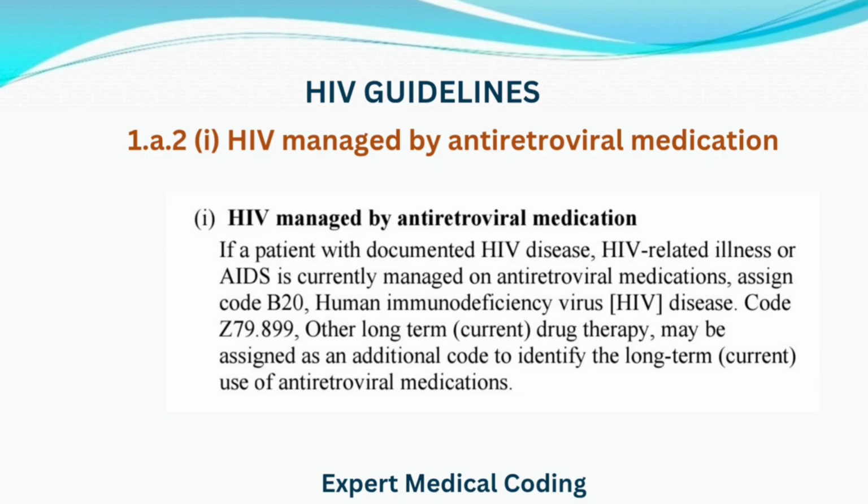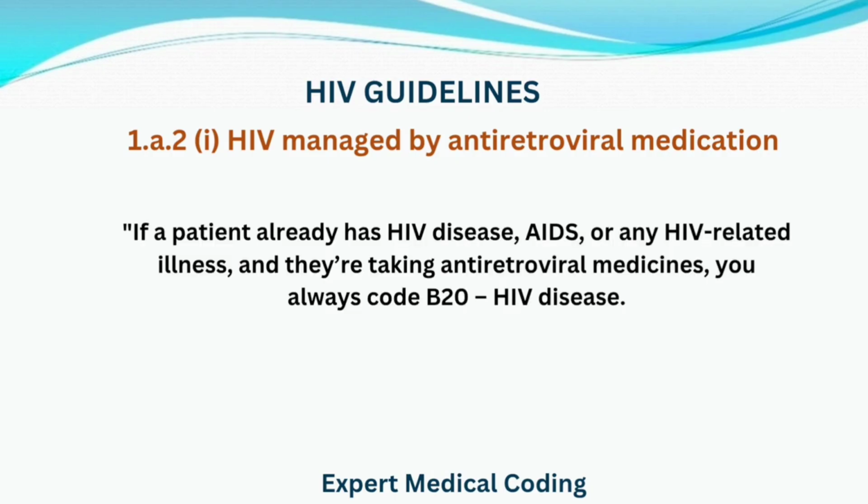Let me read the guideline first. HIV managed by antiretroviral medication. If a patient with documented HIV disease, HIV-related illness or AIDS is currently managed on antiretroviral medications, assign code B20. Code Z79.899, other long-term drug therapy, may be assigned as an additional code to identify the long-term use of antiretroviral medications. If a patient already has HIV disease, AIDS, or any HIV-related illnesses, and they are taking antiretroviral medications, you always code B20 HIV disease.